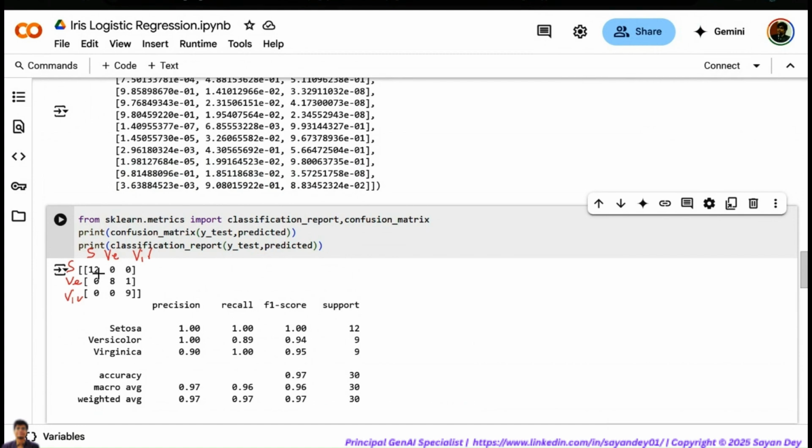So you can see there are 12 such cases where the model predicted setosa and actually it is a setosa. There are 8 such cases where the model predicted versicolor and actually it is a versicolor. And there are 9 such cases where the model predicted virginica and actually it's a virginica. So you're able to very clearly understand how many correct predictions the model is making.